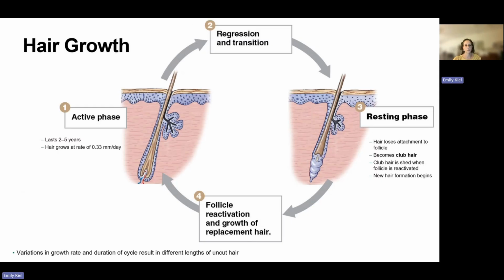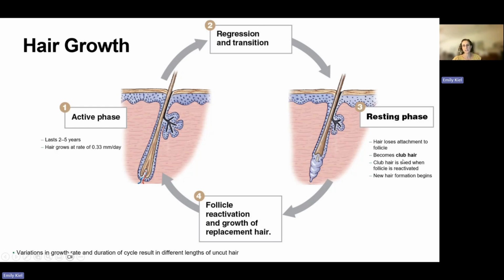So hair growth goes through a couple of phases. The active phase will last 2 to 5 years, and the hair will grow about 0.33 millimeters per day. And then from the active phase, you're going to go into regression and transition. And then that's going to move through the resting phase, where the hair loses its attachment to the follicle. It's going to become a club hair.